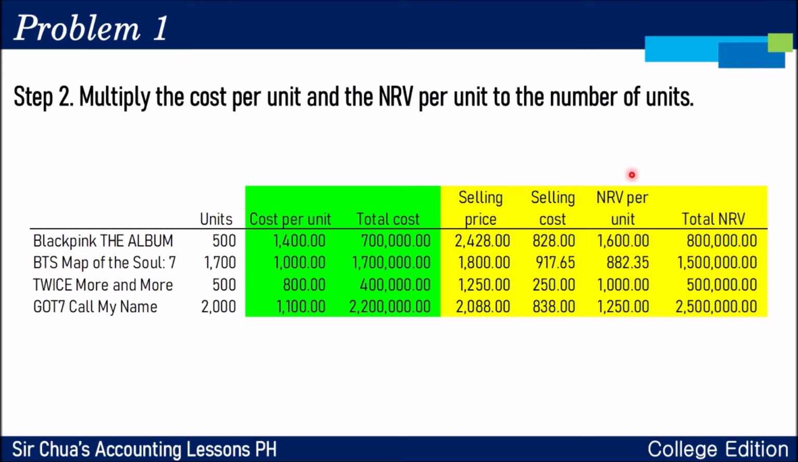Okay. So, you do the same thing for your net realizable value per unit. You multiply 1,600 to 500, 882.35 by 1,700, 1,000 times 500, and 1,250 times 2,000, you will get the net realizable value for each kind of inventory. Okay? Blackpink, BTS, Twice, and GOT7. Okay? So, when you already get your total cost and your total net realizable value, then you are ready to proceed with the next step.